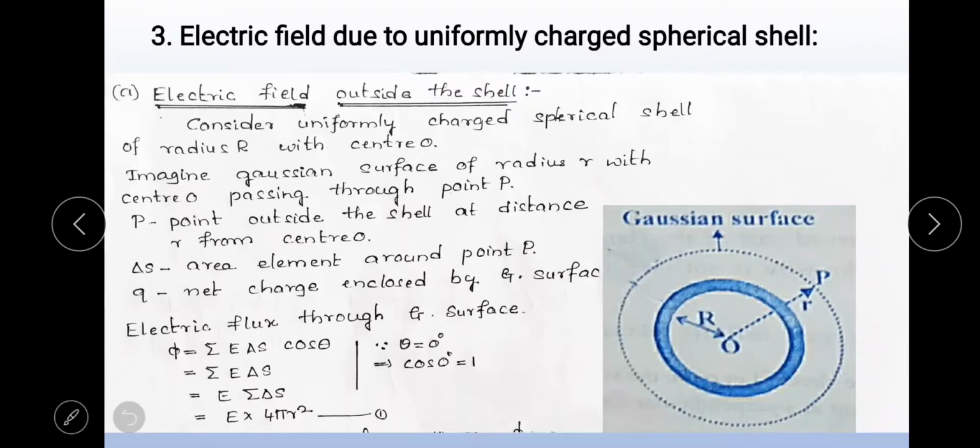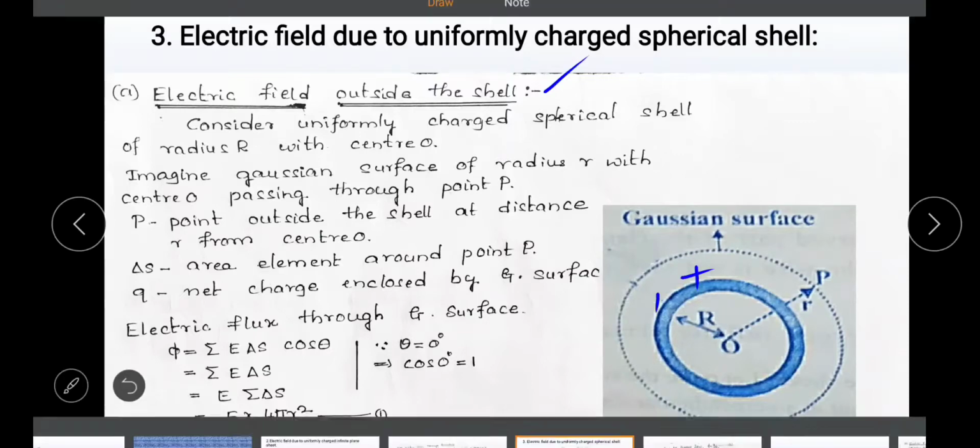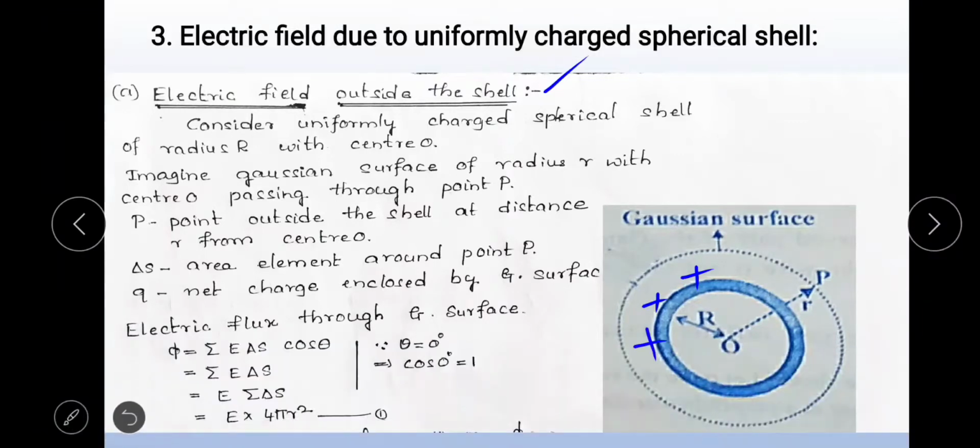Consider first the electric field outside the shell. Consider a uniformly charged spherical shell of radius capital R with center O. In the diagram you can observe this blue colour ring represents the uniformly charged spherical shell. Imagine a Gaussian surface of radius r with center O passing through point P.